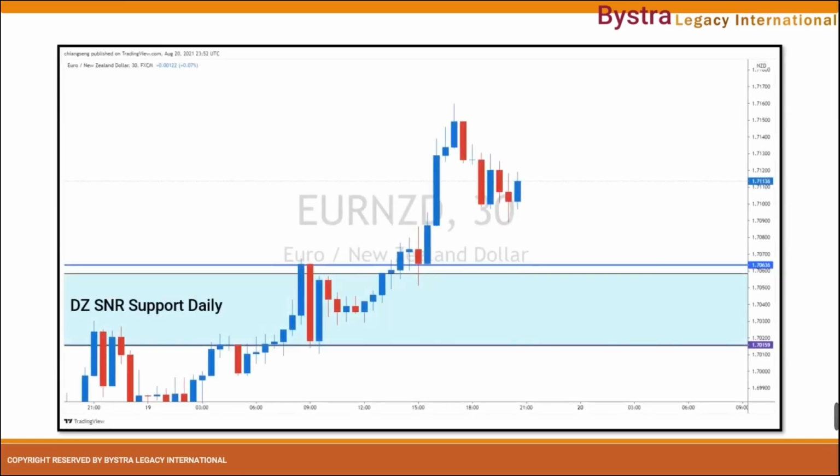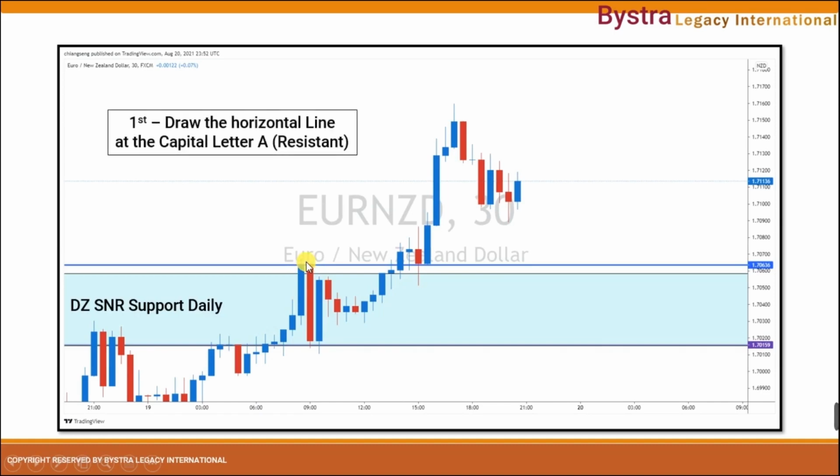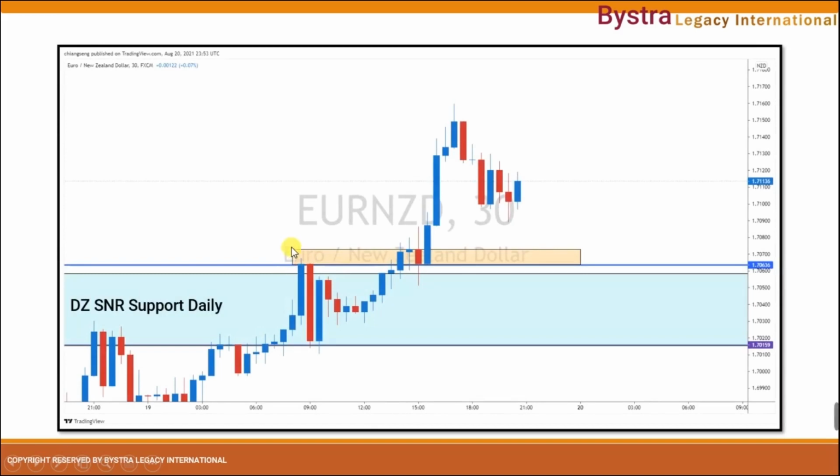SNRC1 setup. So what we should do now is mark the horizontal line at the capital letter A. Okay, capital letter A, so this will be our resistance. Next, we need to draw the zone. How to draw the zone is the Rayleigh base Rayleigh. We draw the base. Okay, this is our entry base Rayleigh.